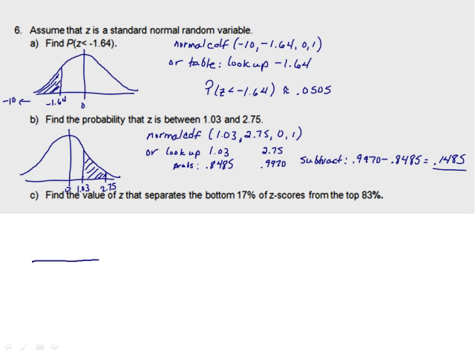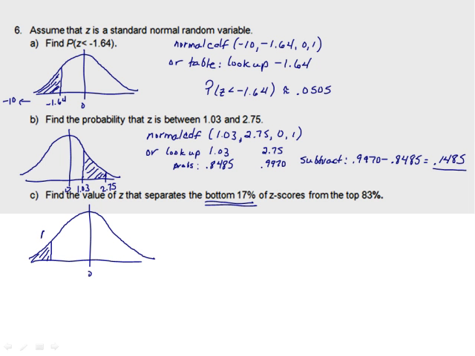Now finally, we're going to find the value of z that separates the bottom 17% of the z-scores from the top 83%. And remember, no matter whether you're using the table or your calculator, for problems like this, you always have to look at the bottom part. If it only gives you the top, then figure out what the bottom would be. That would be the complement of it.